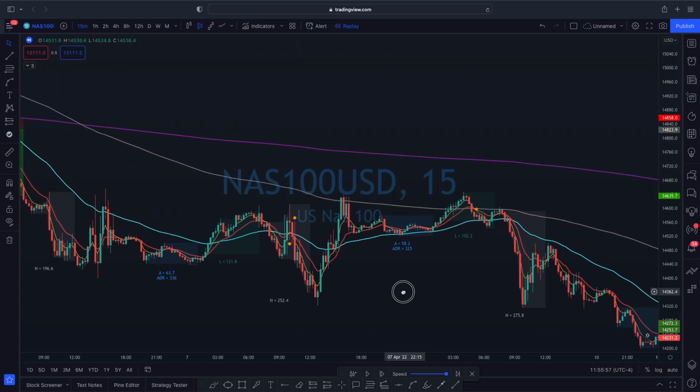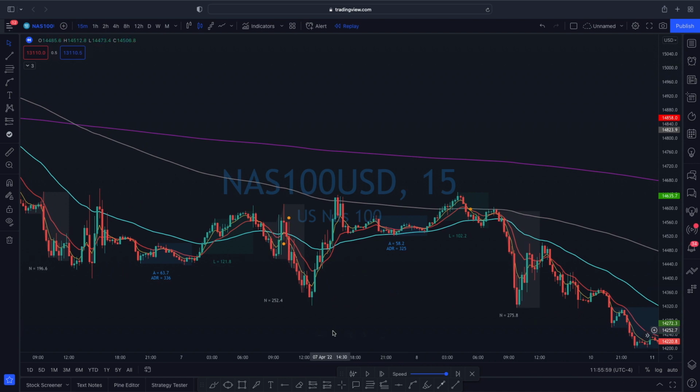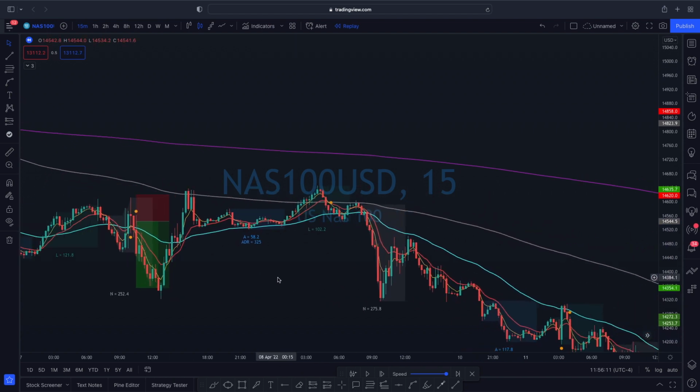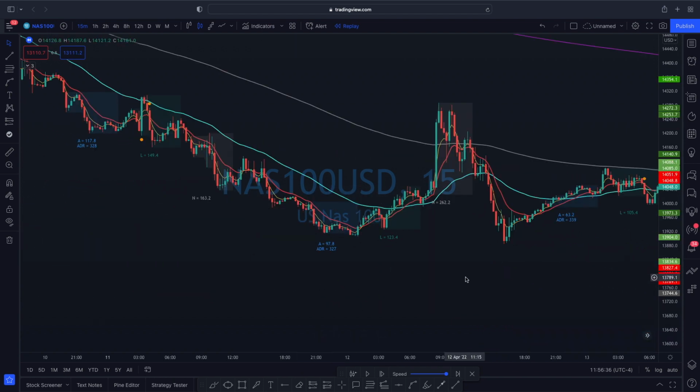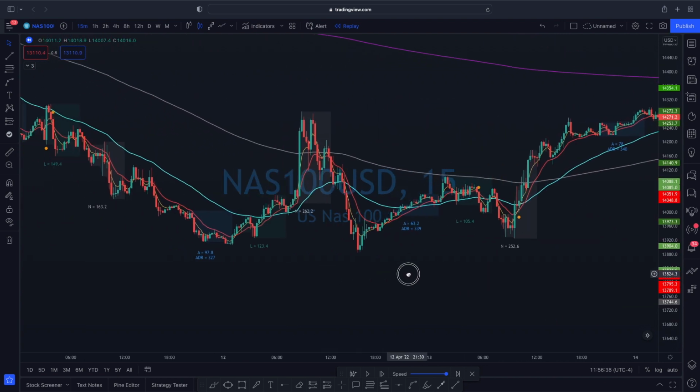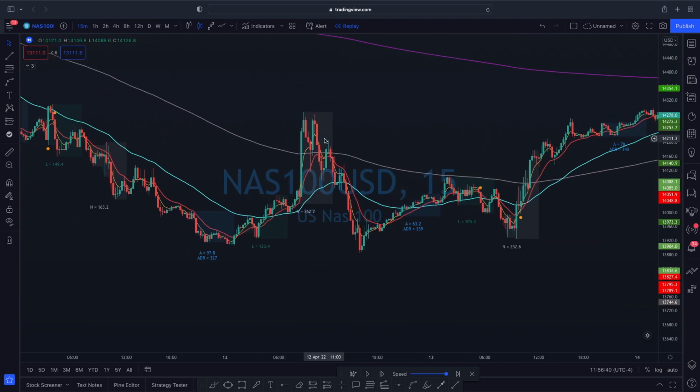If I'm looking for another sell, you would have this right here as a multi-session with a pullback. So that would be another trade. This right here would be a type 1 trade as a sell.